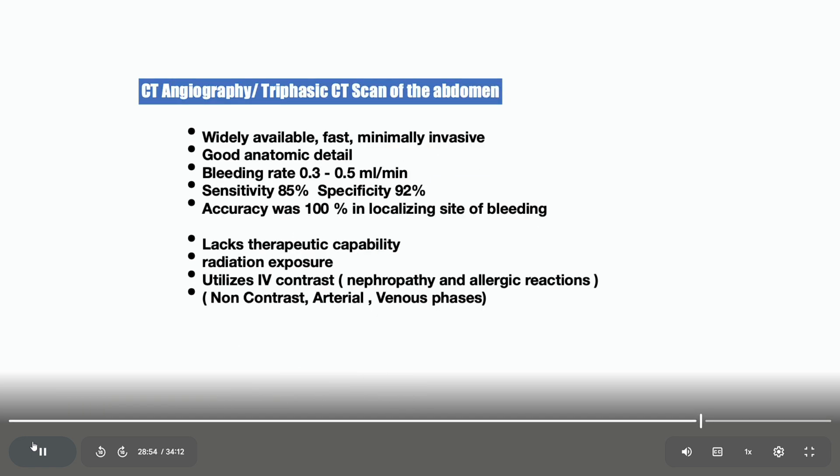The latest guideline recommends CT angiography or triphasic CT scan of the abdomen as the first choice of diagnostic imaging to localize the bleeding site. With the availability of CT scan in most private and government hospitals, it is a good choice for clinicians. The advantages and disadvantages of this diagnostic modality are outlined in this slide.